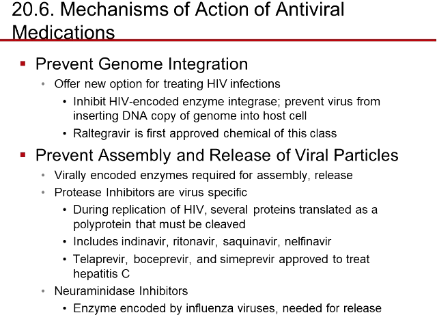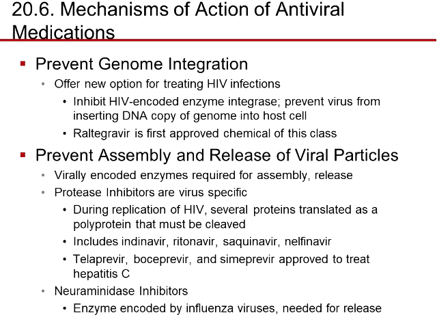They inhibit the HIV-encoded enzyme integrase, which prevents the virus from inserting its DNA copy of the genome into the host cell. A good example of that is raltegravir, which is the first approved chemical of this class. So we're starting to see that as an addition to the HIV cocktail we're using for people who have active HIV.